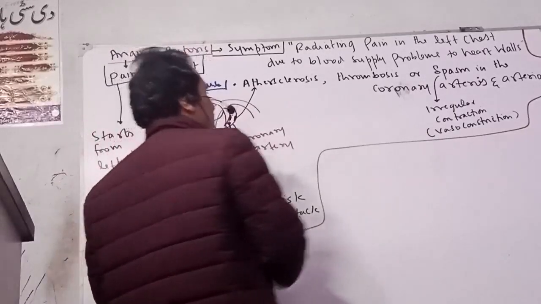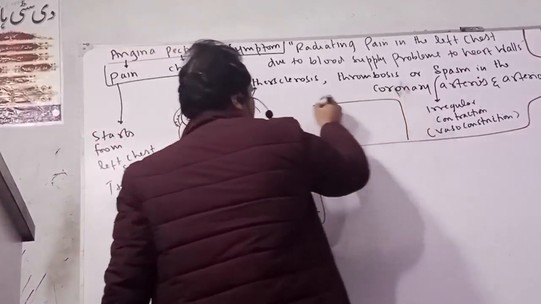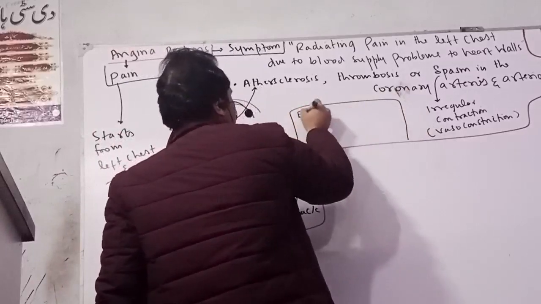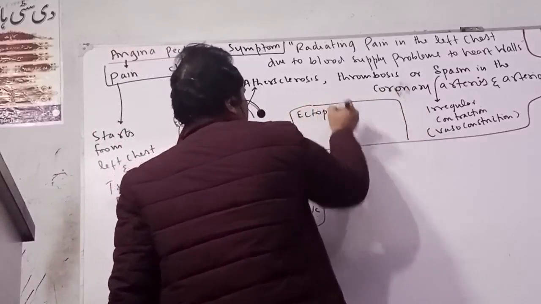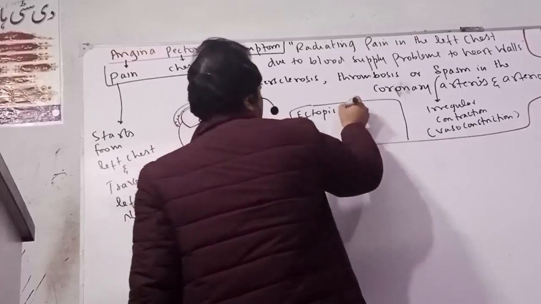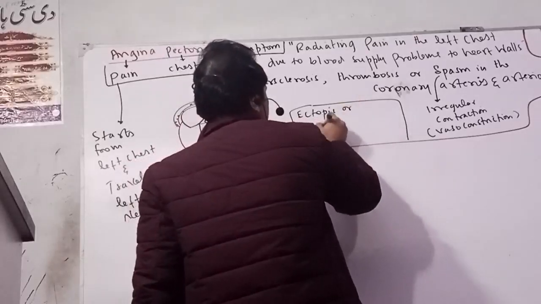Angina is basically an example of ectopic, indirect pain.